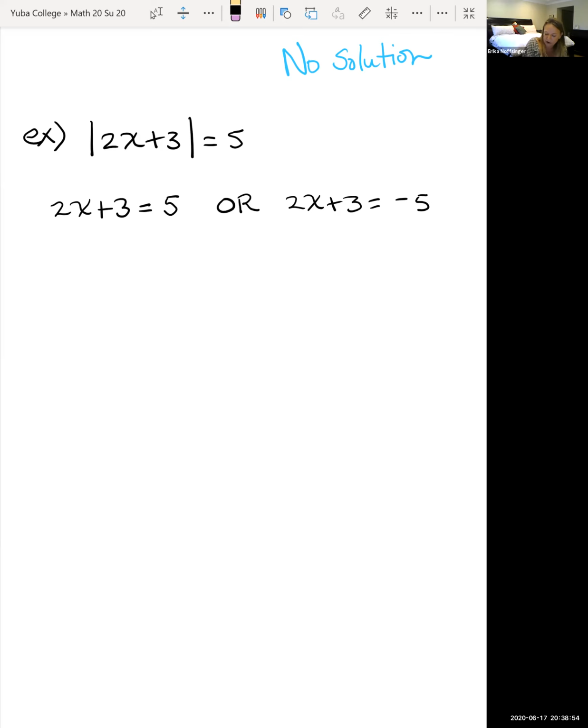Well, we have a linear equation, and so we go about that isolating the variable. Subtract 3 on both sides, we get 2x equals 5 minus 3, which is 2. Divide both sides by 2, we get x is equal to 1. Subtract 3 from both sides here, so we have 2x is equal to negative 5 minus 3, which is negative 8. Divide by 2 on both sides, so you get x is negative 4.